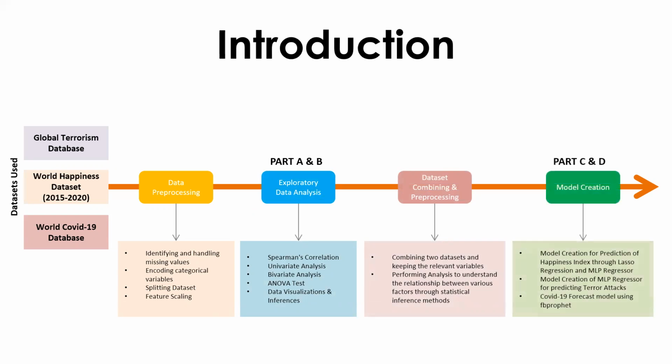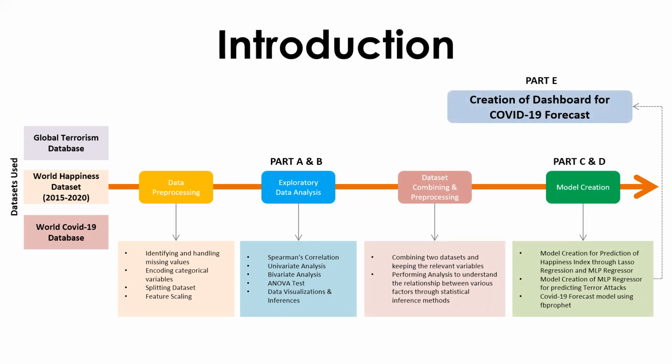After this, we performed model creation. That is, we used an MLP regressor and a lasso regression to predict our happiness index. And after this, we used FB Prophet, which was used to forecast the COVID-19 cases, deaths, and so on.